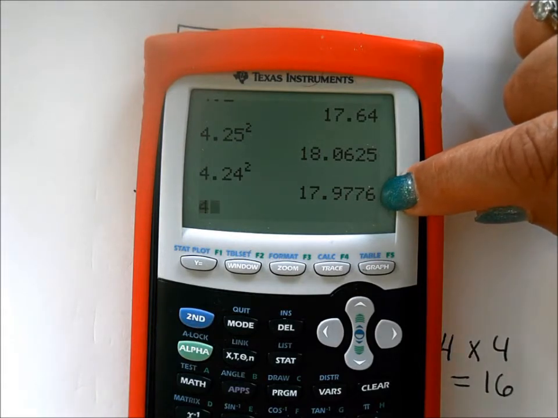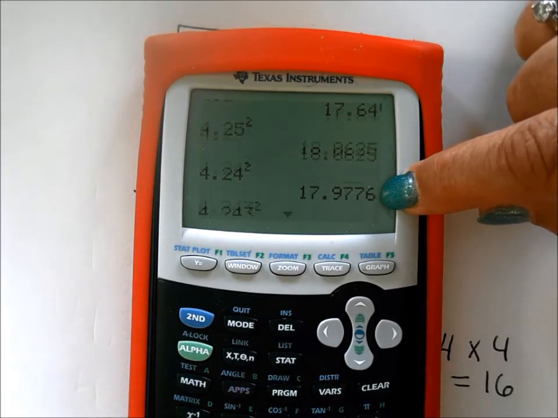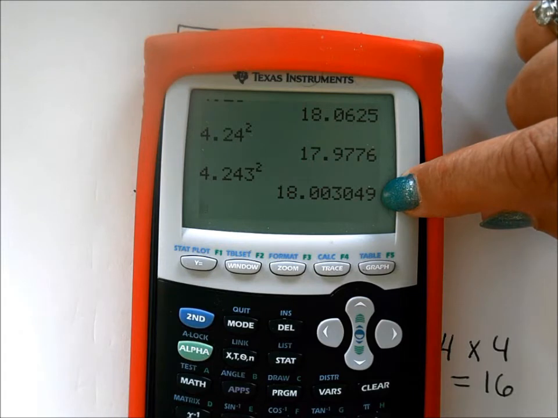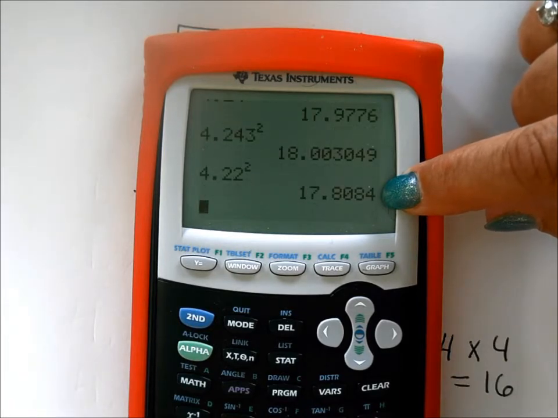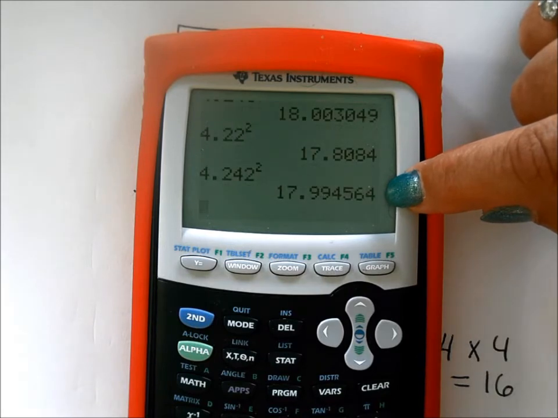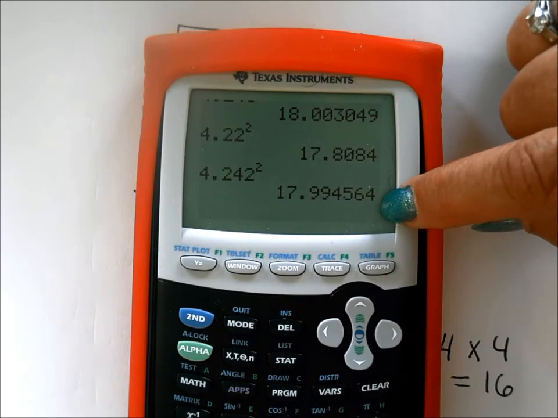I'm going to try 4.243 squared. And that gives me a little tiny bit too big. So I'm going to try a little tiny bit smaller. 4.242 squared gives me a little tiny bit too small. So I'm going to try going one more place.